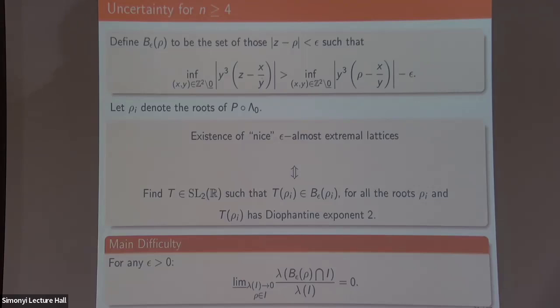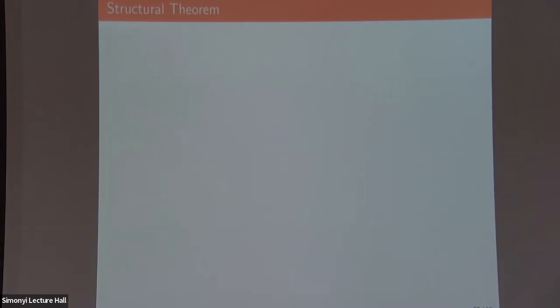What is true is that the lower limit of this density is 0. The upper limit is 1, but the lower limit is 0. And the way to go around this issue is to try to understand when it's 0 and when it's 1. We understand that this density oscillates between 0 and 1, but what actually happens is that it really wants to be 1. It spends much more time near 1 rather than 0. So we have the following theorem, which is a structural theorem for this set B epsilon.